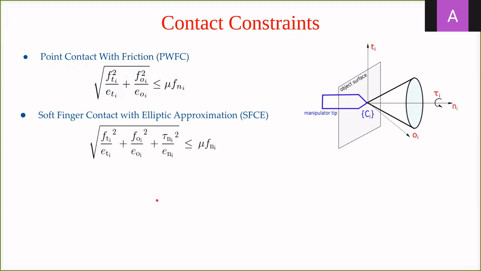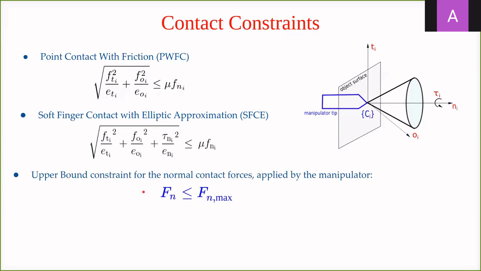In our paper, we have assumed that the contacts between the object and the environment are point contacts with friction, and the contacts between the object and the manipulator are soft finger contacts. Note that both the friction cones for the point contact with friction model and the soft finger contact model are second order cone constraints.